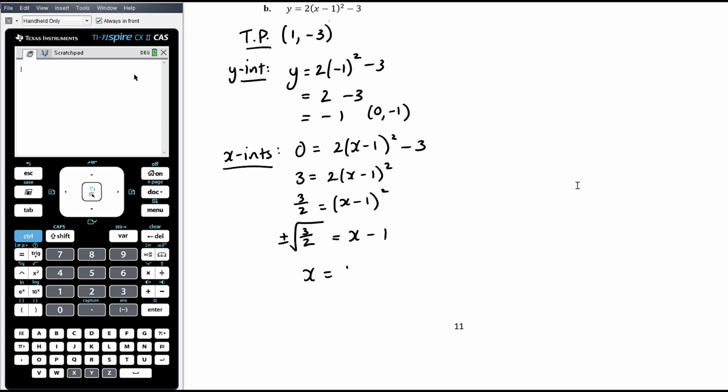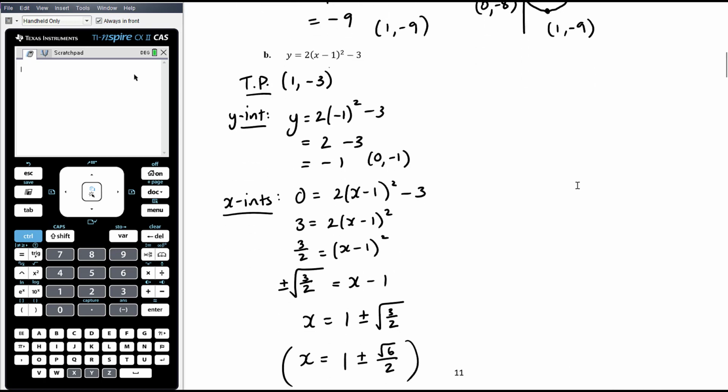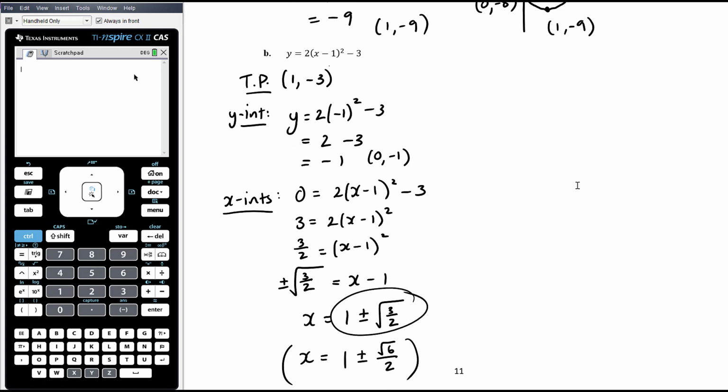And so x, adding 1, is going to be 1 plus or minus the square root of 3 on 2. Now if you want, you can rationalise the denominator there, multiplying top and bottom by root 2, which would give you root 6 on 2, but it's not necessary to do that. In Methods you don't need to give rational denominators, you can leave it as root 3 on 2 or root 3 on root 2, that's fine. Now, it doesn't matter that we don't know how big that number is. You could get a rough estimate, but it doesn't matter. If you plot everything else out right, then they'll fall in roughly the right place.